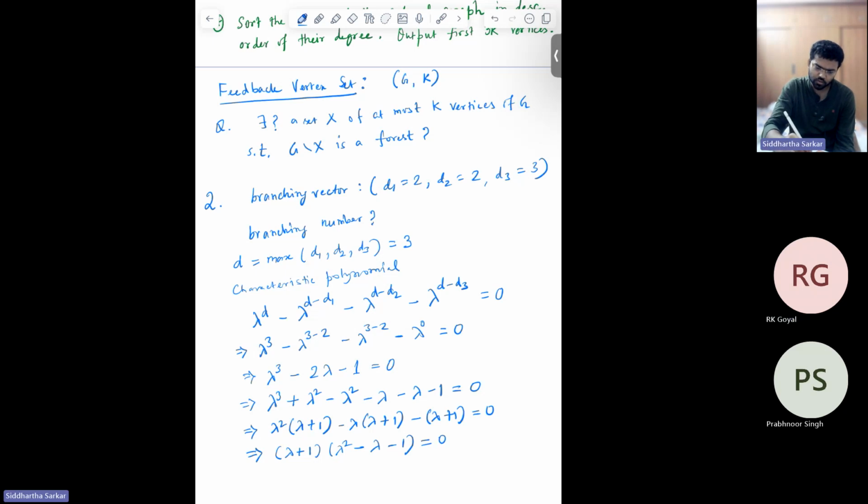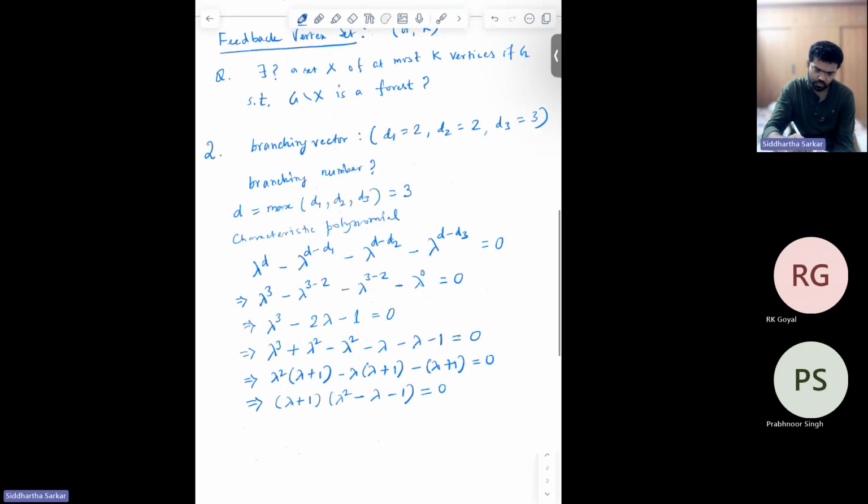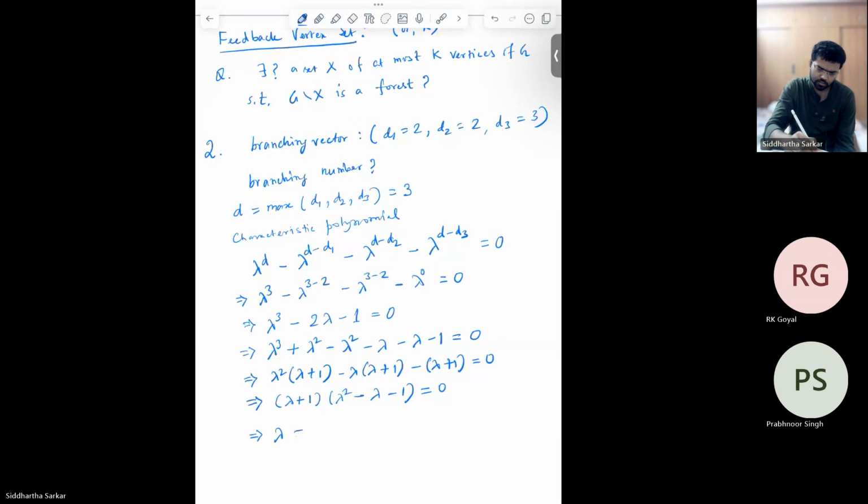So this is what we have, and for the quadratic we can apply the Sridharacharya formula. So lambda turns out to be minus b plus minus the square root of b squared minus 4ac, over 2a. Wait, what is it? Minus 4ac, yes. So we get 1 plus or minus root of 5 by 2.